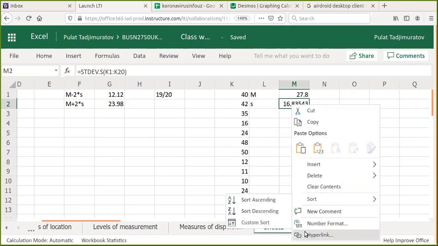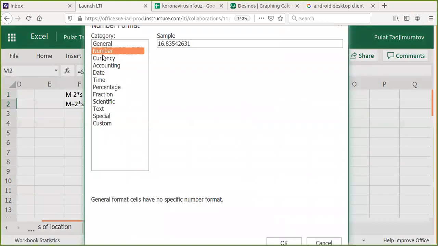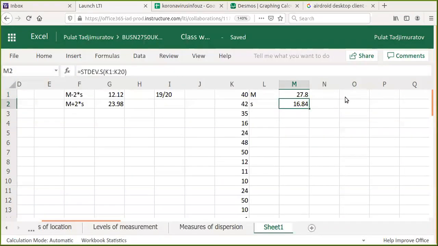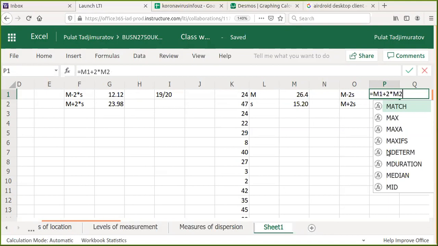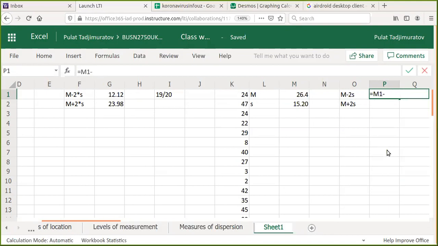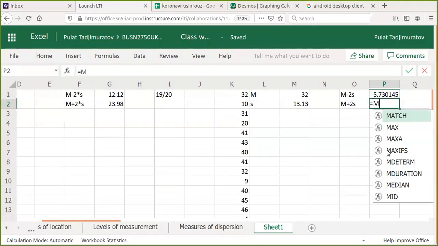Oh, and again, we need to adjust the format. And I'll find these two things, M minus 2S and M plus 2S. So M1 plus 2 times M2. Oh, it should have been minus. And the same with plus.